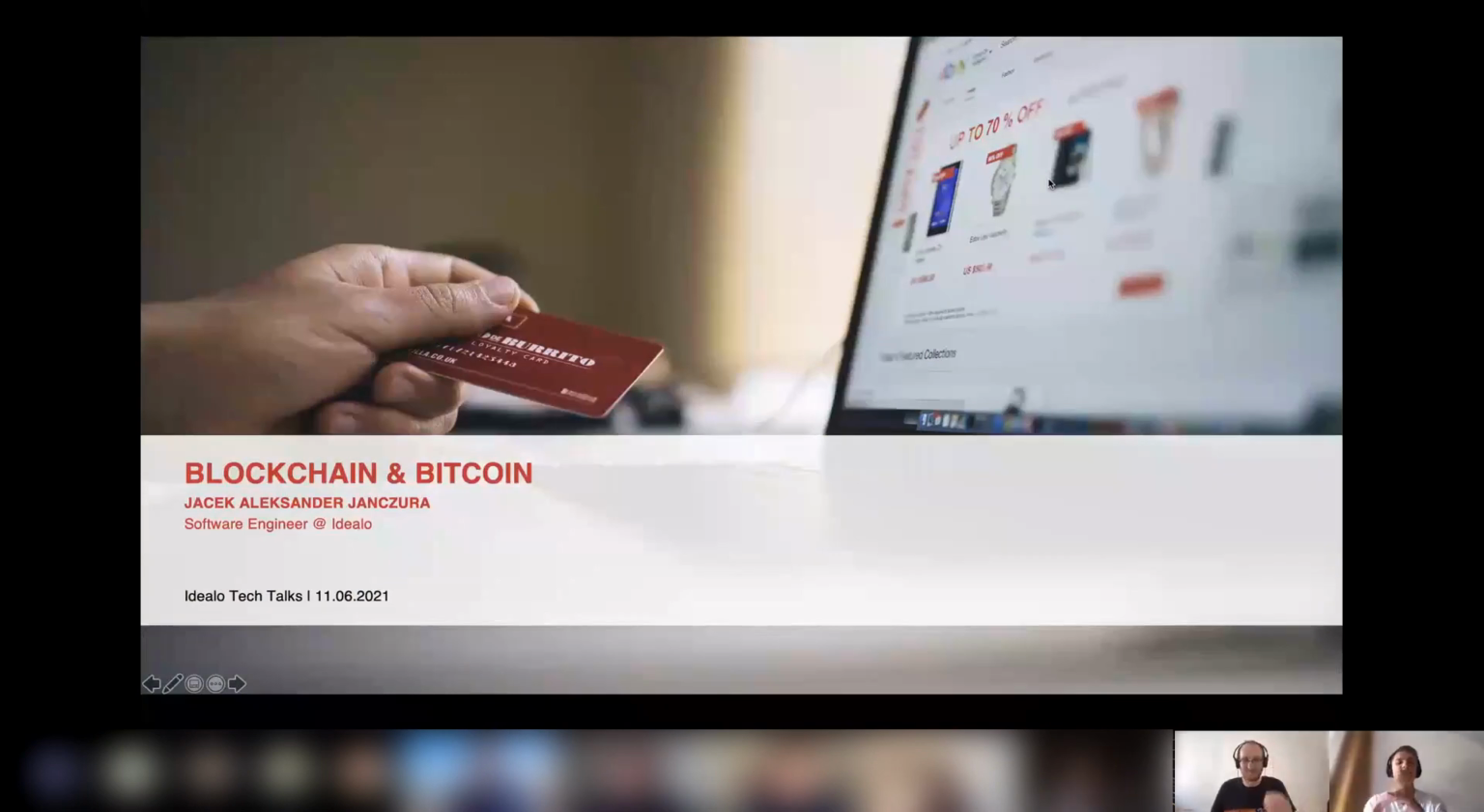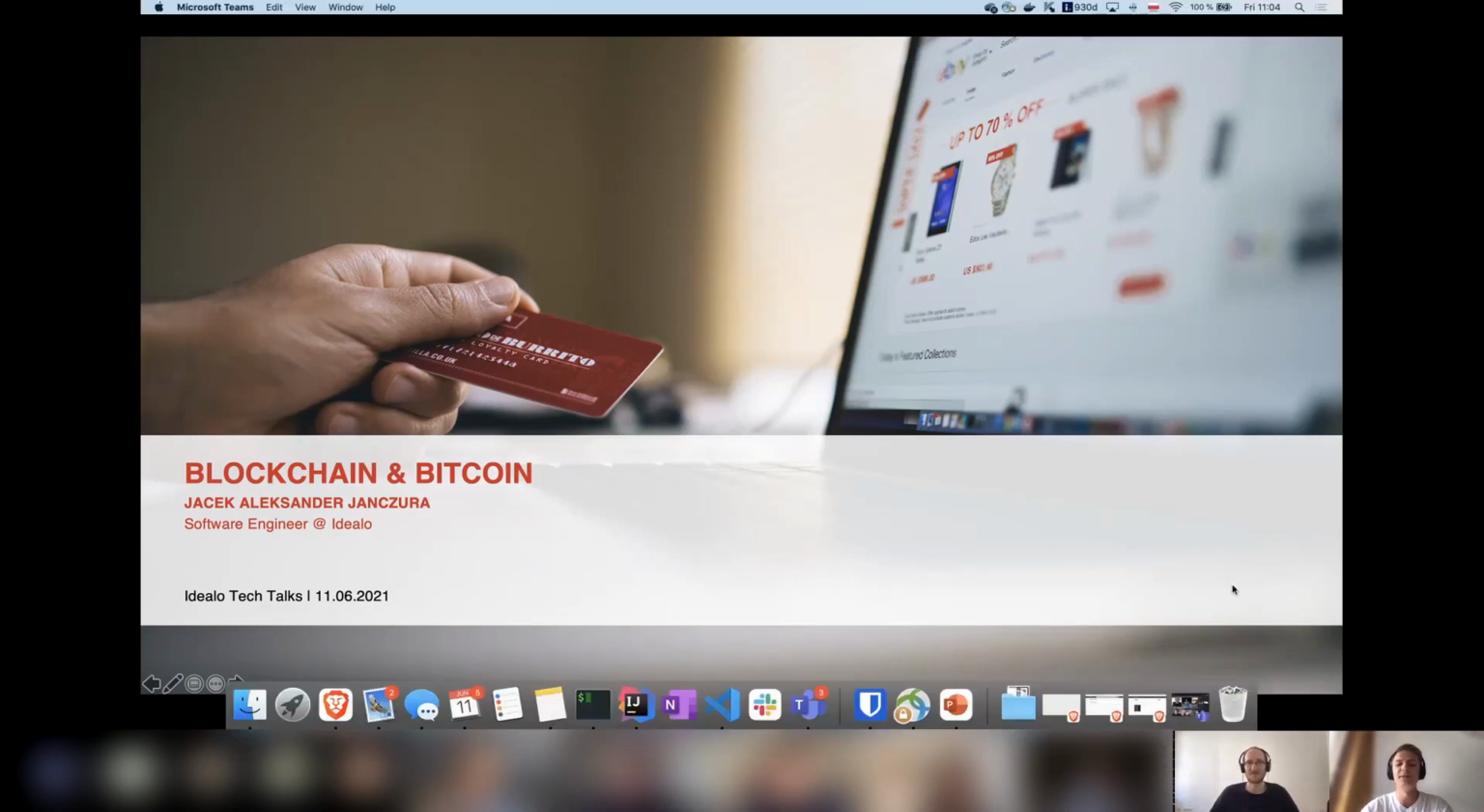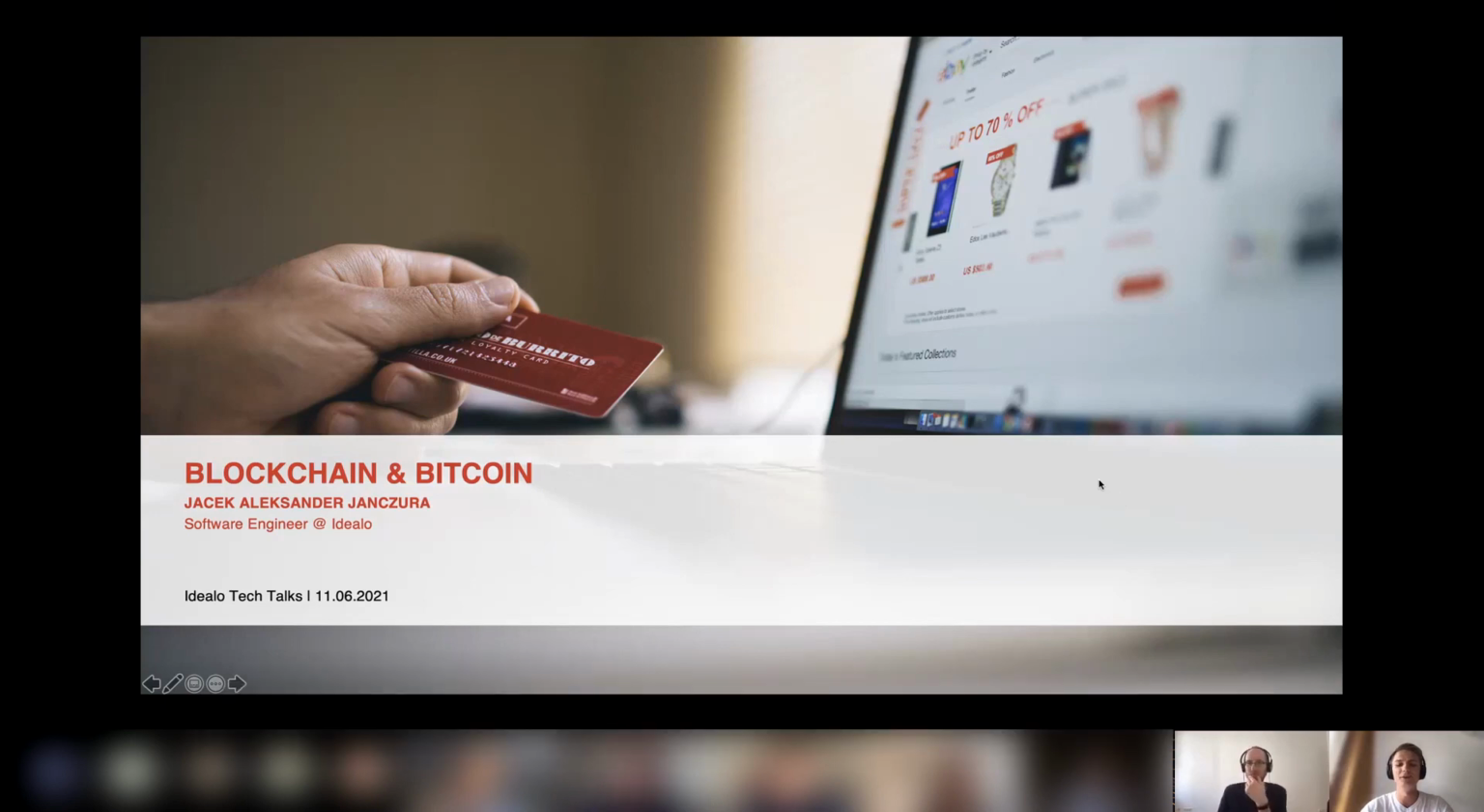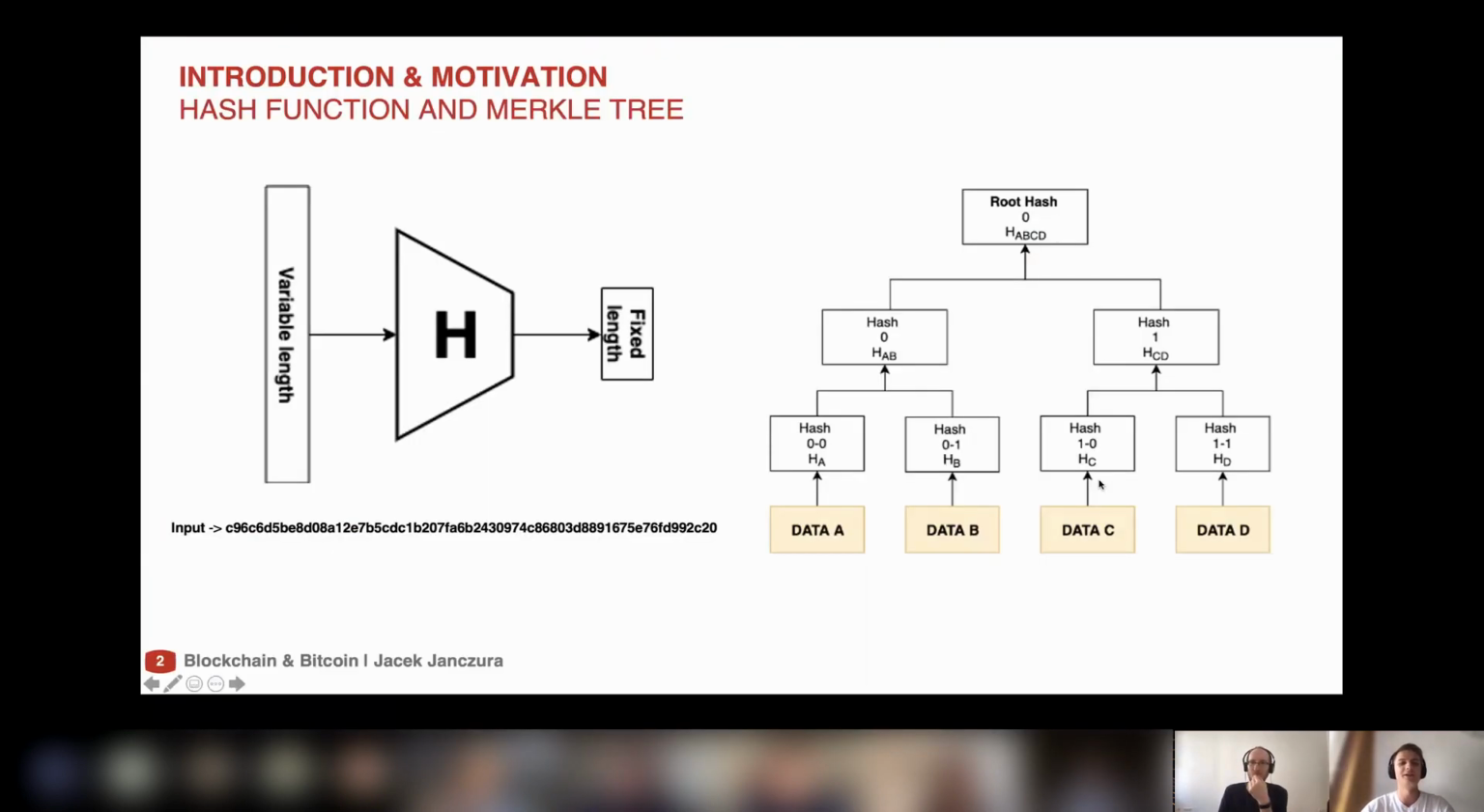Today, my presentation will be about blockchain and Bitcoin. I'm Jacek Janczura. I'm a software engineer at idealo, currently at Team Postman from Acquisition and Loyalty. And today, I want to focus mostly on the basics of blockchain, how it works, what it is. And at the end, we'll do a short, brief presentation about Ethereum and how to use an actual blockchain, because Bitcoin cannot really be usable. But about that later. Let's start with the basics.